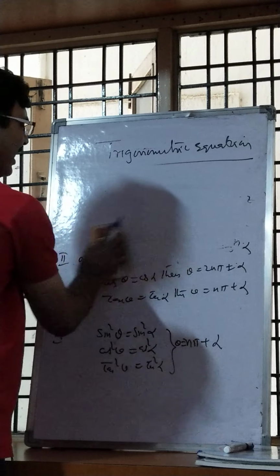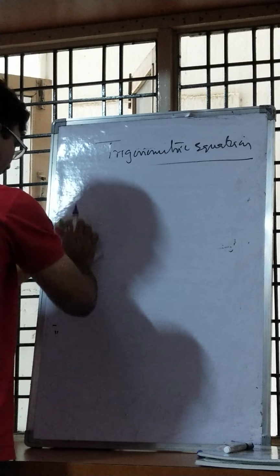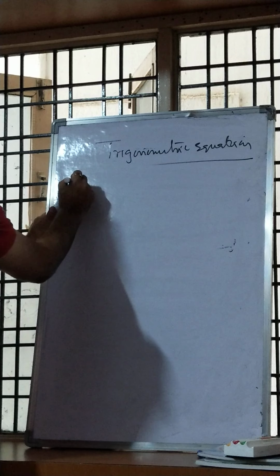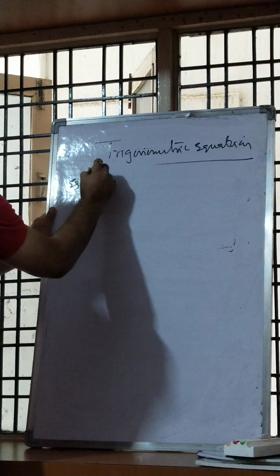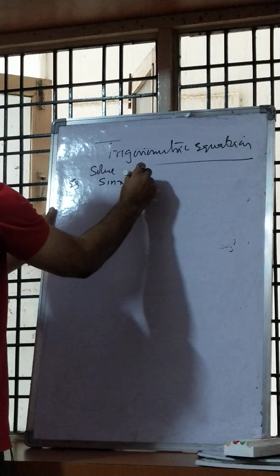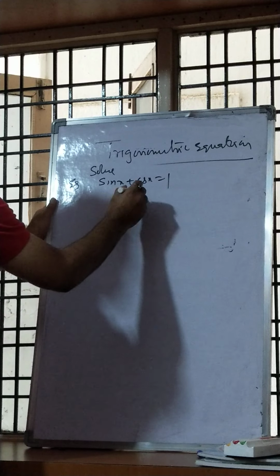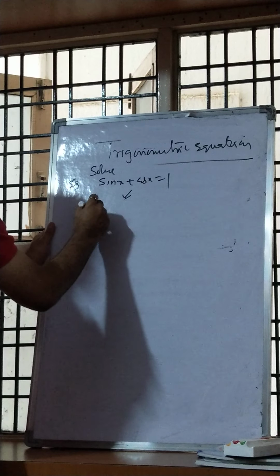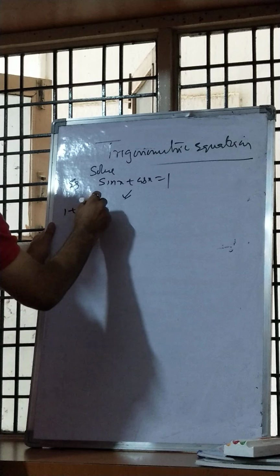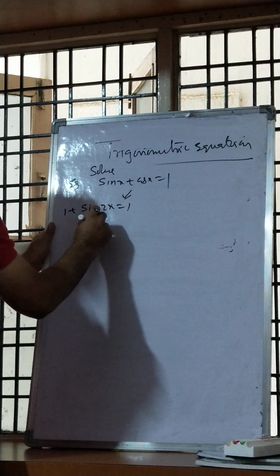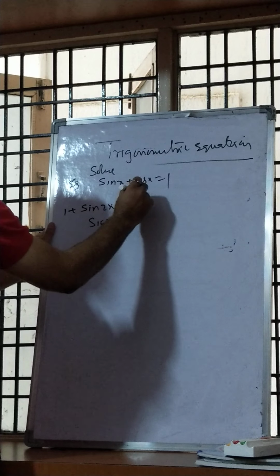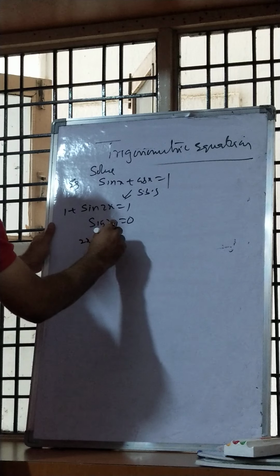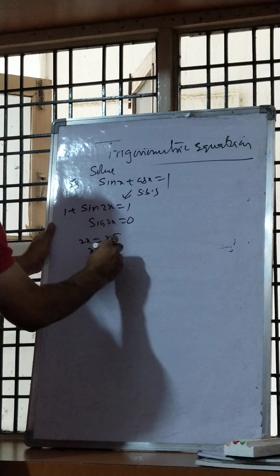Now, as I said, you may have a doubt, because I said don't go for squaring. I would like to take one example. Suppose I say solve sin x plus cos x is equal to 1. I'll tell you what is going to happen while squaring. If I go for squaring here, then I'll get 1 plus sin 2x is equal to 1, so sin 2x is equal to 0. So 2x is equal to n pi, x is equal to n pi by 2.